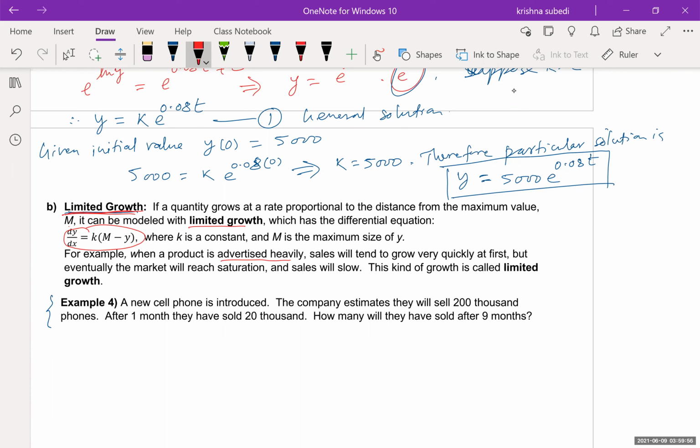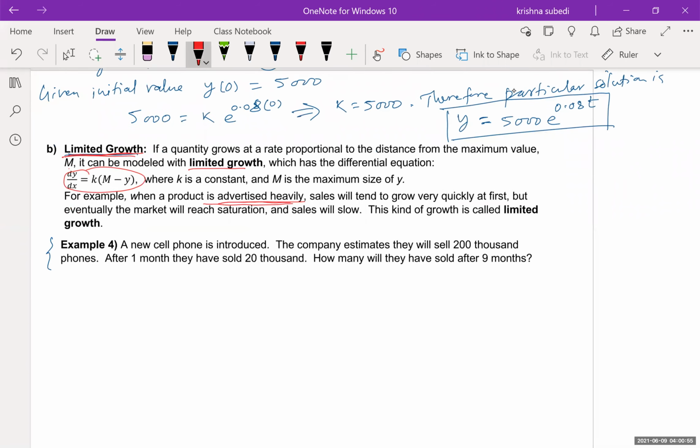So here is the example. Suppose when a product is advertised heavily, then guess what? The sales will tend to grow very quickly at the beginning, right? If there is a really nice advertisement and some product is coming into the market, at the beginning the sales will grow so rapidly, but after some time the market will reach a saturation point, and the sales will slow down. So this kind of growth is called limited growth. Can you imagine some situation where something comes to the market, the sales grow very rapidly, and after some time it just slows down? That's the limited growth type.